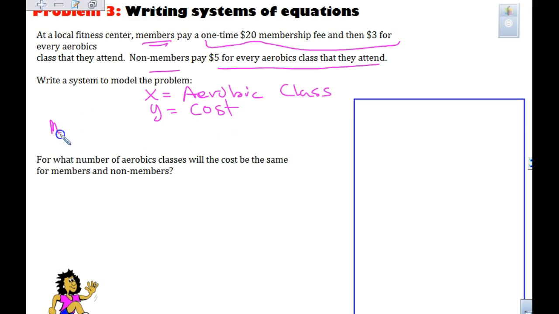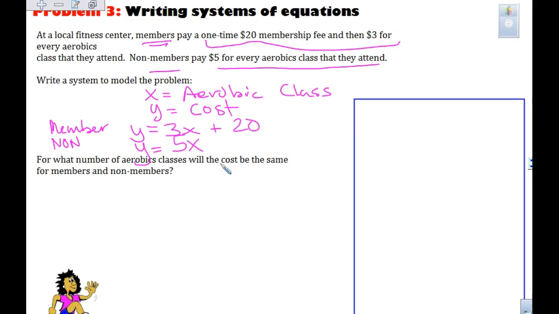So if I am a member, y equals, what are you thinking, Grace? How much do they have to pay per class? $3. So y equals, we're going to say 3x, but they also have to pay what? $20. Jacqueline, we're going to now look at our non-members. How much are they paying per class? $5x.